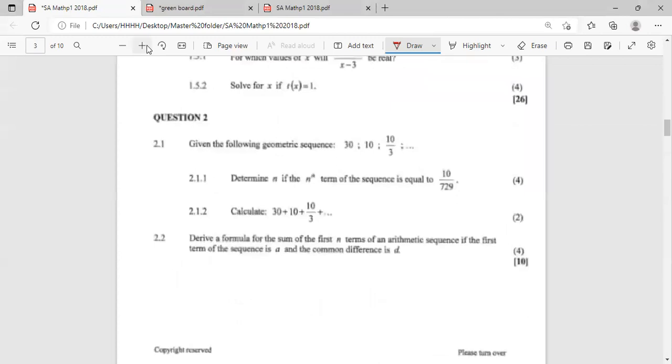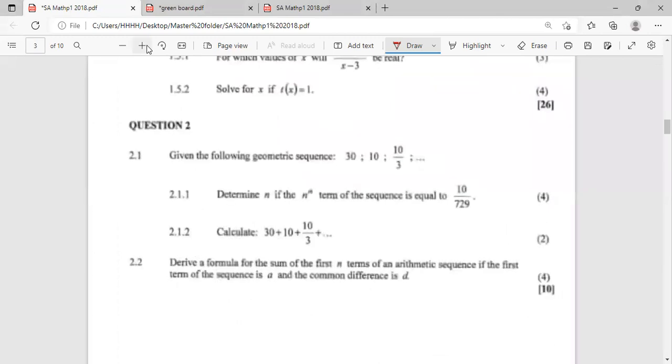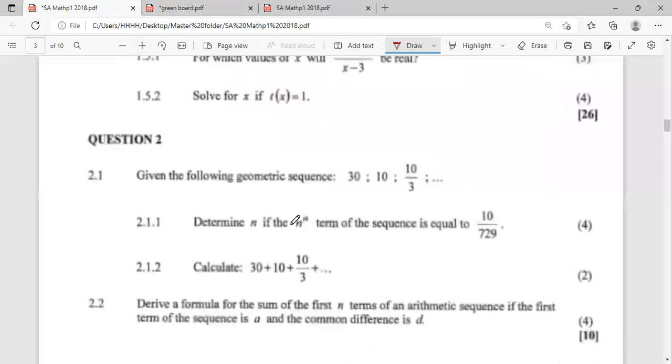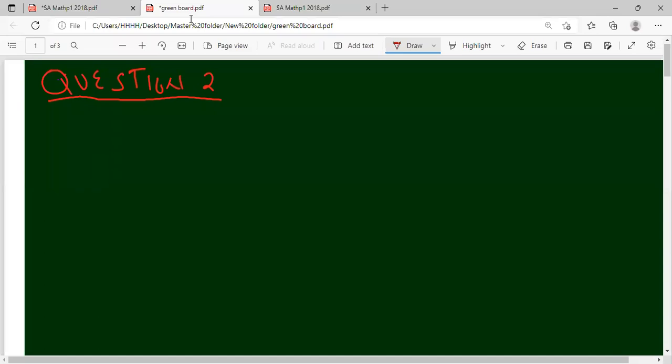So this is our question 2. Given the following geometric series, 30, 10, 10 over 3, can we determine n if the nth term of the sequence is equal to 10 over 729? All right, so I'm going to use a separate board. So that is 2.1.1.